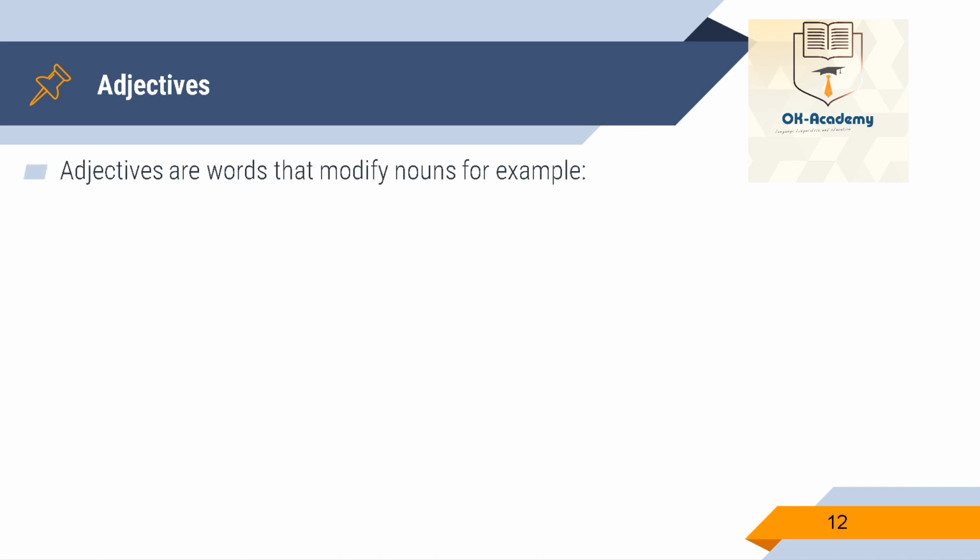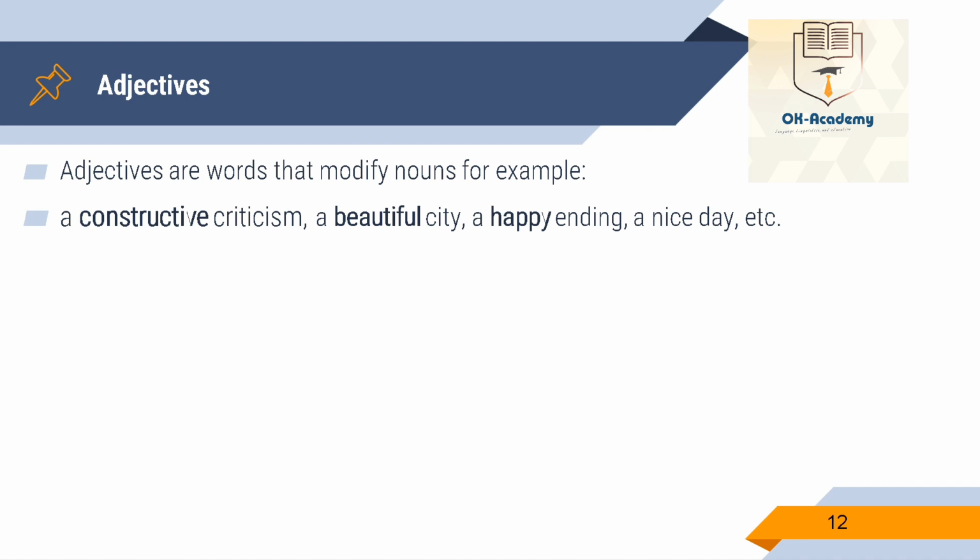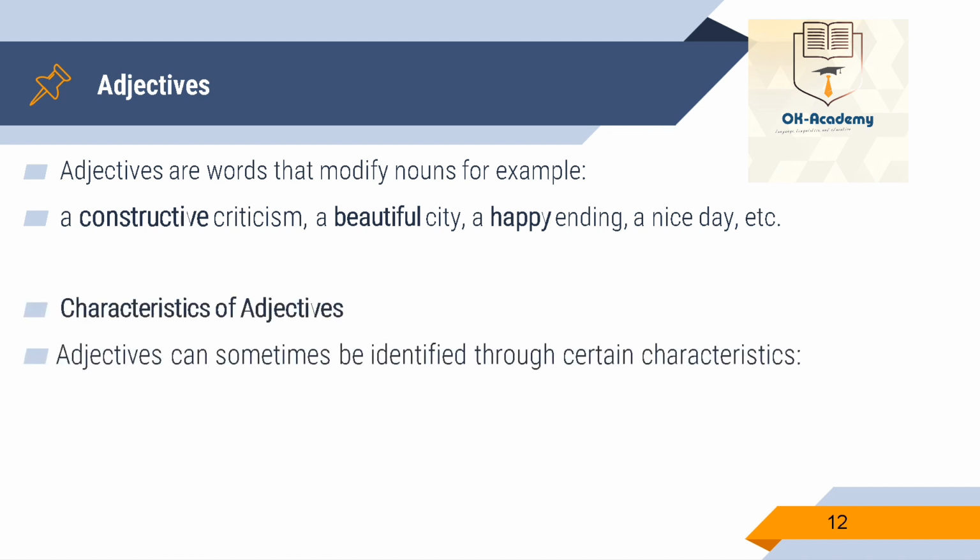Sorry. Good. And here we have adjectives. An adjective is a word that modifies a noun. It gives information about the noun, like constructive criticism, beautiful city, a happy ending, a nice day. You can see it precedes the noun and it gives information about the noun. Like when we say a beautiful city, beautiful is information provided about the city.